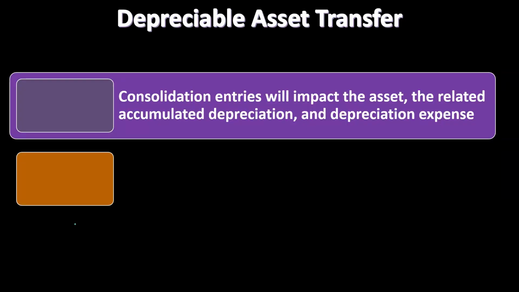Depreciable asset transfer. Consolidation entries will impact the asset, the related accumulated depreciation, and depreciation expense. So obviously with land, the adjusting entries still had to do with the asset and reversing the gain, and now we've got the accumulated depreciation that we're going to have to add to that. So remember, key component: with the original transaction that took place, when we reverse it, we have to deal with both the original cost of the depreciable property and the related accumulated depreciation. Then we have to deal with the going forward depreciation that would be recorded on it as time passes.